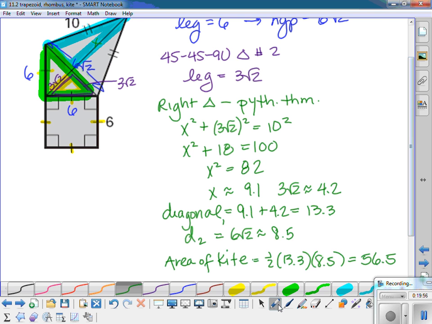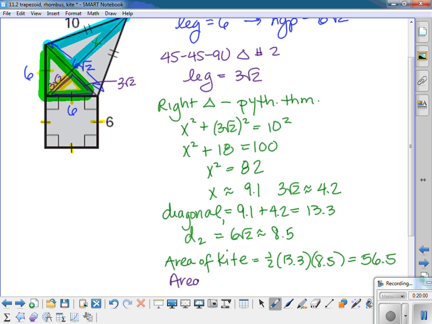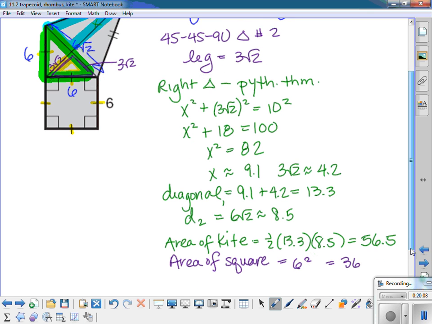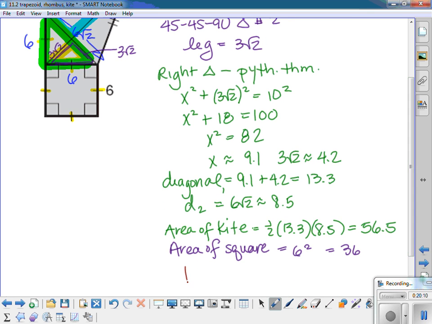And then we also have to add our square onto that, so the area of the square is just 6 squared, or 36. And so the total area is just 56.5 plus 36, so it comes out to 92.5 square units.